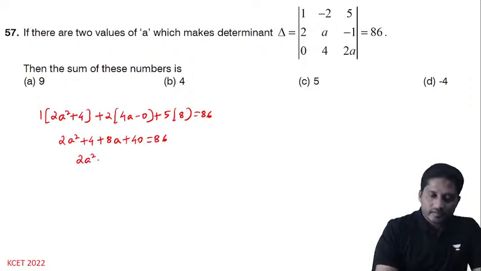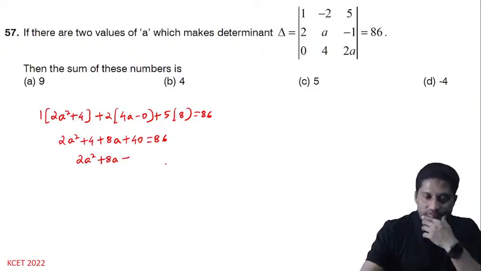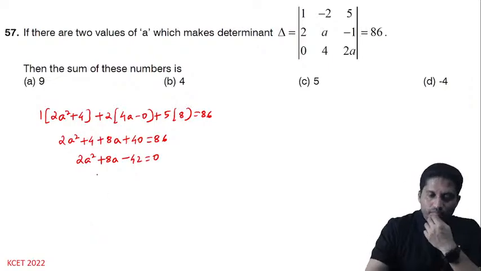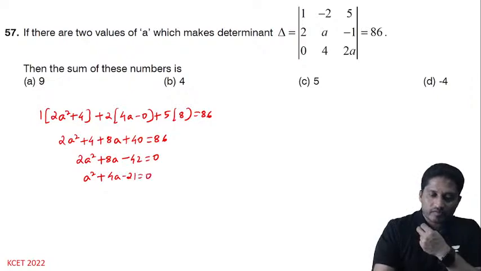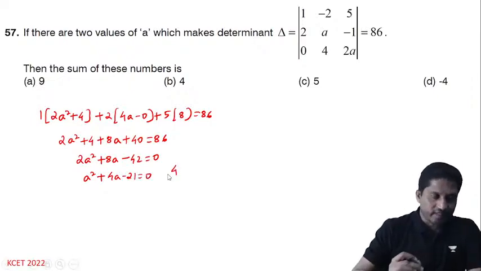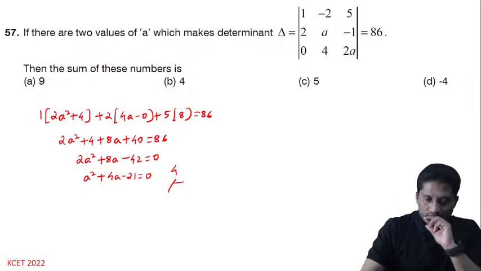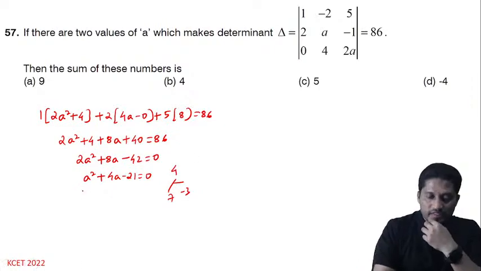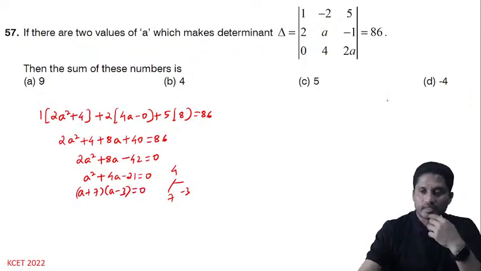2A square plus 8A minus 46 minus 4, 42 is equal to 0. If you divide by 2, A square plus 4A minus 21 equal to 0. Then 7 4 is 28, right? 7 3 is 21. So this is A plus 7 into A minus 3 is 0. Or here itself you find the sum of the roots, minus B by A. You will get the answer. The answer is minus 4 only.